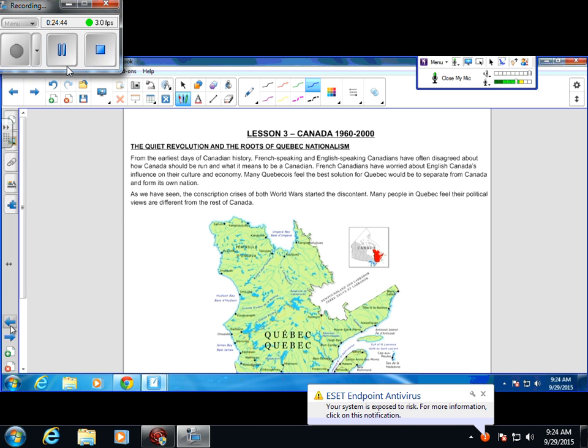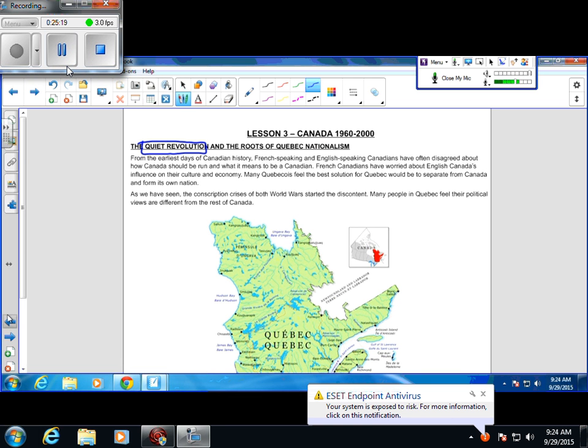Alrighty. Lesson 3. Canada, 1960 to 2000. Today we're going to look at the Quiet Revolution. For those who are interested in your learning goals, you will learn the term Quiet Revolution, this fancy term right here. You're going to learn what it means. So just keep that in mind: Quiet Revolution.